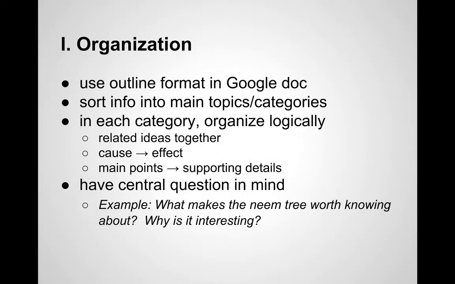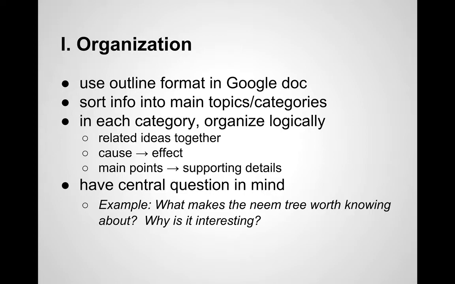First, as you already know, you've got your information organized using outline format in a Google Doc. As we practiced in class on Friday, take your information and make sure it's sorted out under the main topics and categories. And then in each category, make sure the details are organized logically. Now, this could be one of a few things. You have related ideas all together, so you can turn those into an effective paragraph.